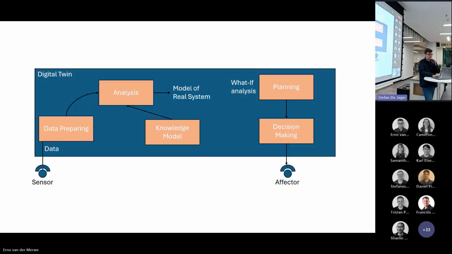That leads us to decision making. Right, and this decision making could be something automated, such as the example of the engine, or it could be something that involves human decision makers, right? But the important thing is the digital twin can involve various things.